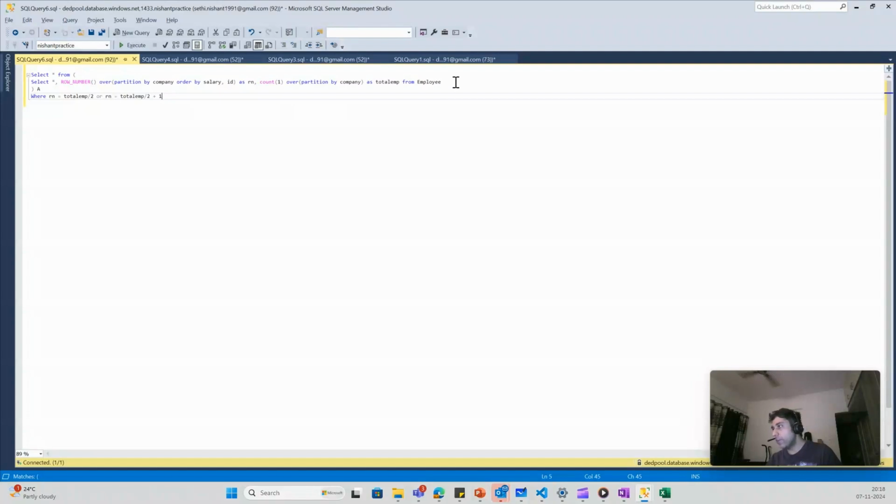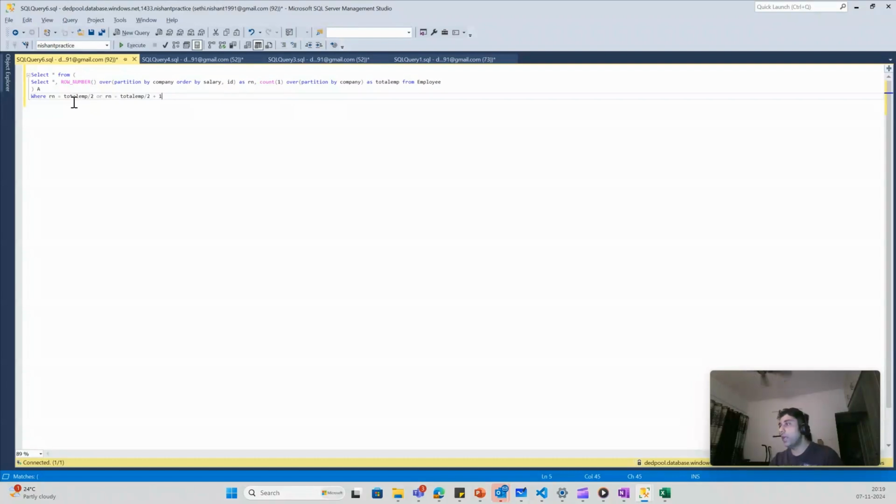But there is a catch over here. This will work for the companies which have an even number of total employees, but it will not work for the companies which have an odd number of total employees. Let's say, for example, there are 6 total employees in a company. By this logic, I will be selecting RN equal to 3 and RN equal to 4, if the total employees is 6, which is perfectly correct. And this is what I want to do. I need to select the third and the fourth position salary as the median.